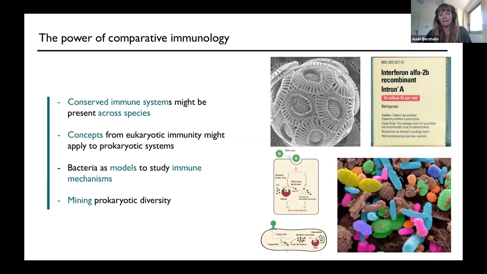And finally, I think the viperin was a great example to show that there are still many things to discover and to mine in prokaryotic diversity, notably with the example of maybe novel antiviral drugs that we can discover in bacteria.